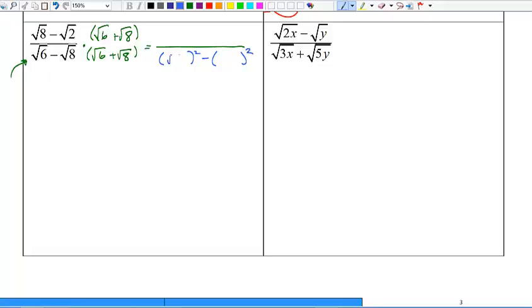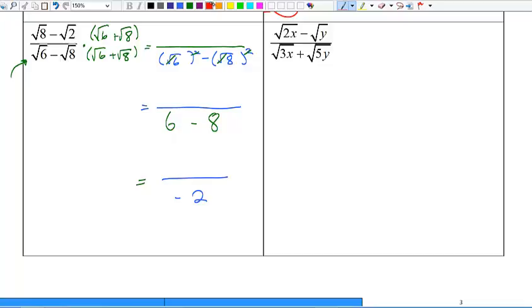So the square root of 6 squared minus the square root of 8 squared, just so I don't have to write out the two middle terms, which I know are going to reduce. We have the square root of 6 squared, that's just 6. The square root of 8 squared, that's just 8. And then I'm going to subtract them and get negative 2.